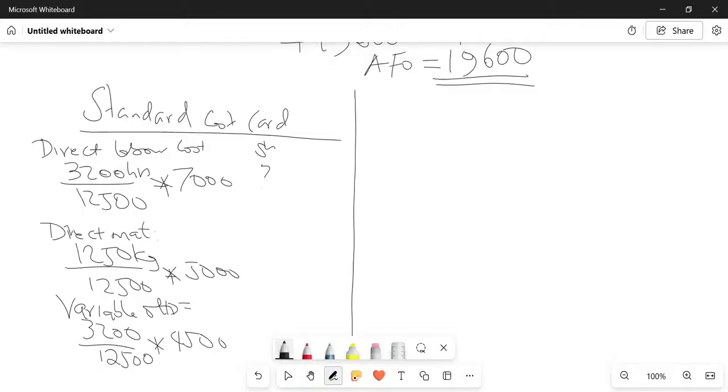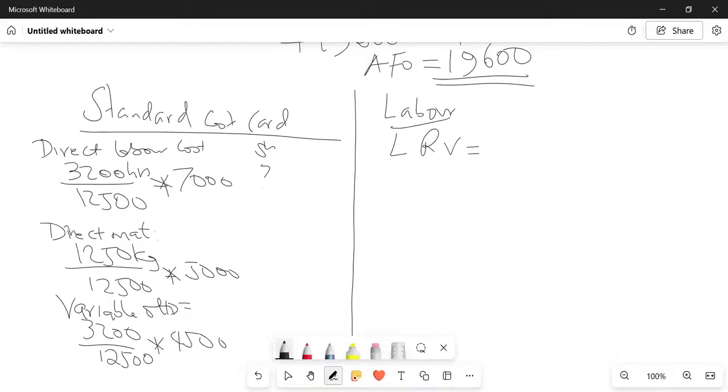Do we have actual production in this question? Do you know how many kilometers at the end of the day they actually did? How many? Now, we can either begin with the material price, but when you look at this very well, they started with labor. So let's start with labor rate variance.